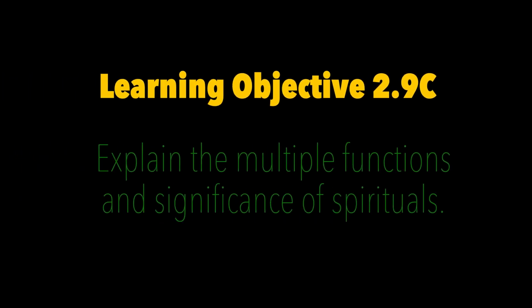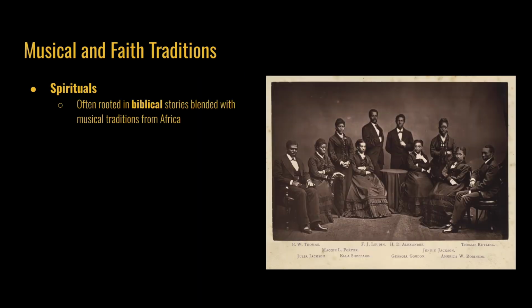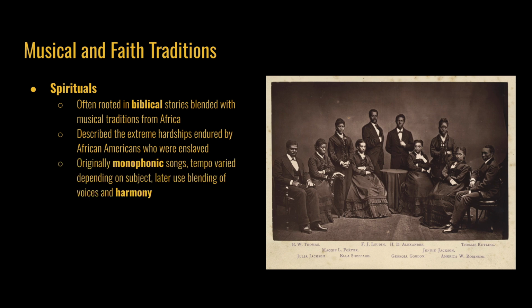The last learning objective is to explain the multiple functions and significance of spirituals. Spirituals were often rooted in biblical stories blended with musical traditions from Africa. This musical tradition predates the blues and gospel music, usually describing the extreme hardships endured by African Americans who were enslaved. Originally, these were monophonic songs, meaning that there was only one voice, and the tempo could vary depending on the subject. Later, they incorporated the blending of voices and harmonization.